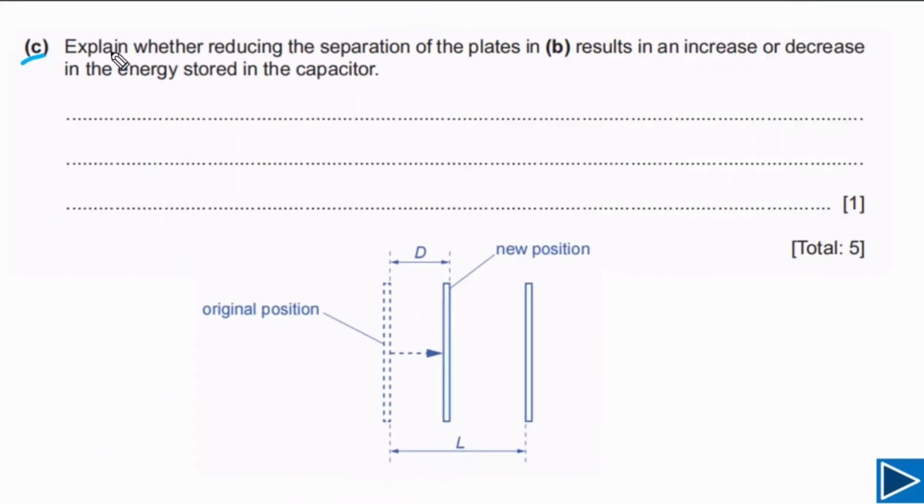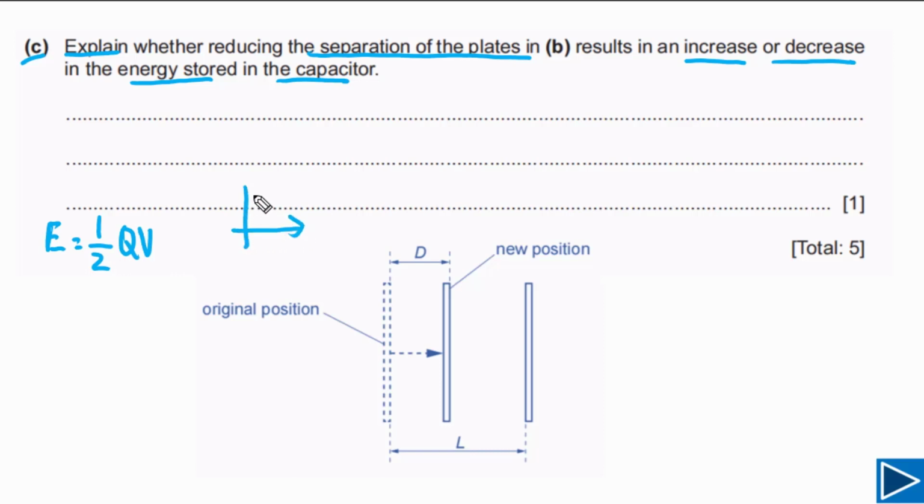For part C, the question is asking us to explain whether the energy stored in the capacitor has increased or decreased due to the reduction in the separation between the plates. First of all, let's try to answer this one using an equation, with the help of a formula. So energy stored in a capacitor is equal to 1/2 QV.